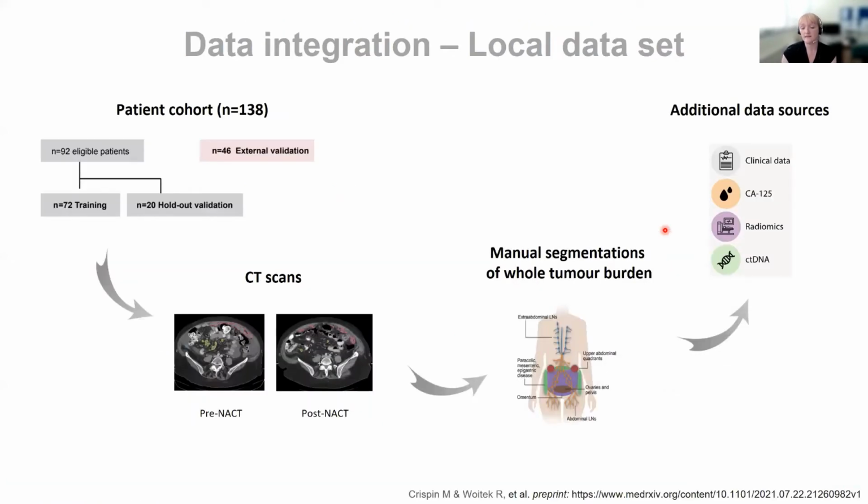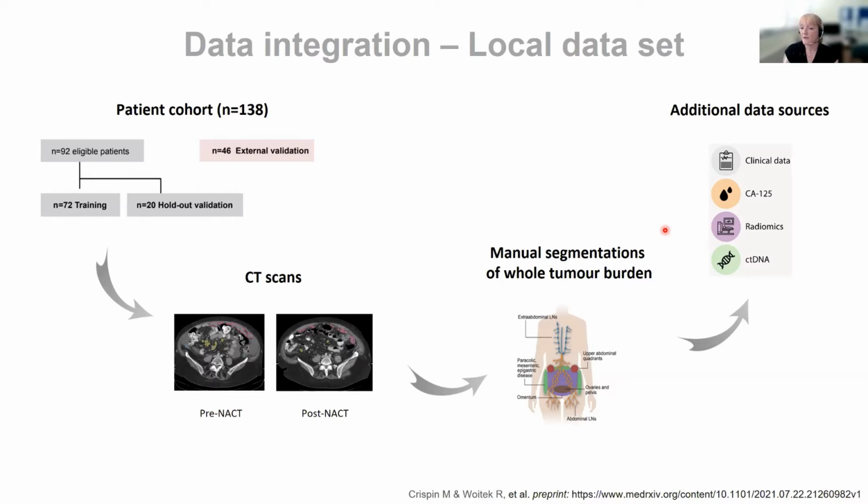And we created a multi-omics data set to work on. Our data set was comprised of an internal data set that we used for training, and we had a holdout validation data set, and then we had a completely independent external validation data set. For all of these patients, just under 140, we had CT scans at baseline, and then also after they had finished their neoadjuvant chemotherapy. And we did manual segmentations of the whole disease burden throughout the whole abdomen and also in other sites.